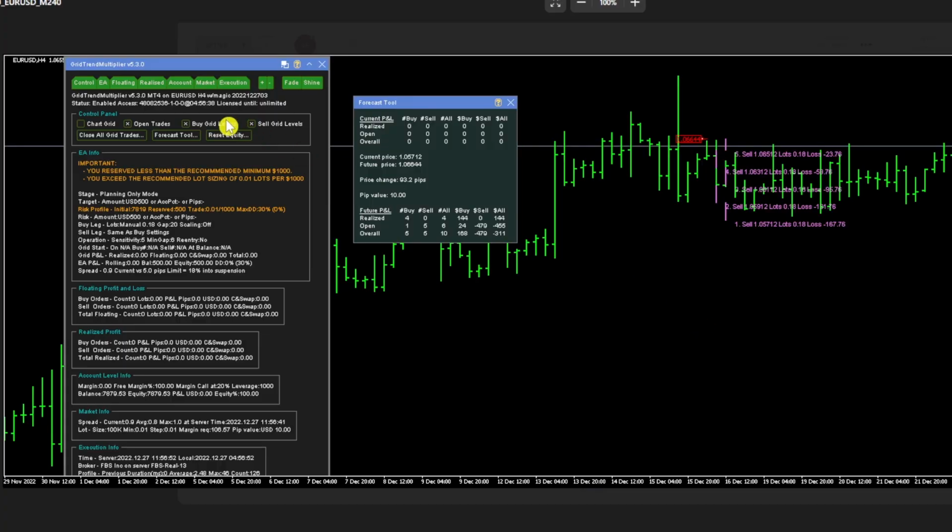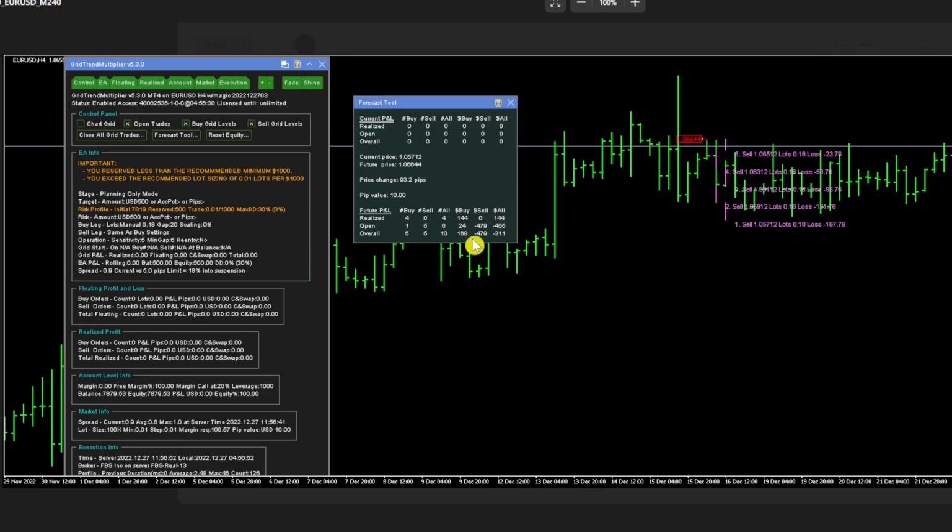Let me show you my charts. This is a trade I took recently using the Grid Trend Multiplier. This is Euro-USD on the 4-hour chart. I used the planner tool to pick the top of the range bound area and the bottom of the range bound area with about 5 open trades.